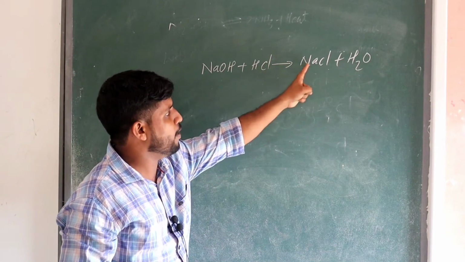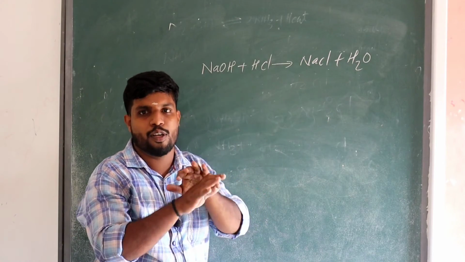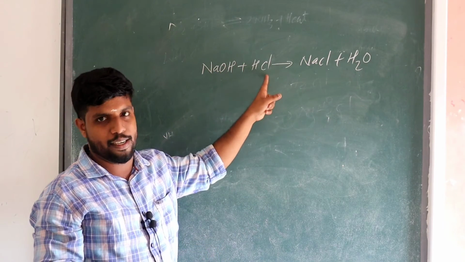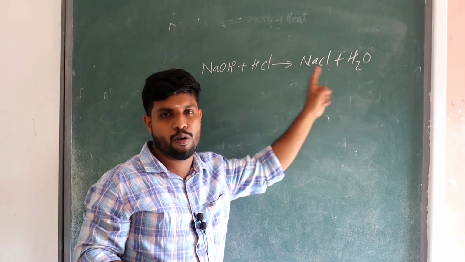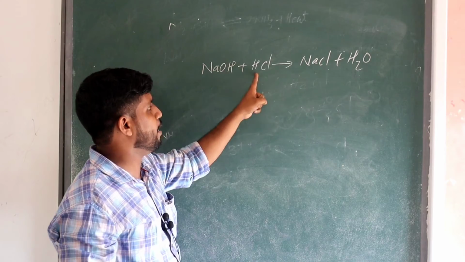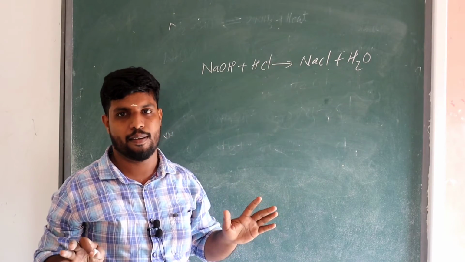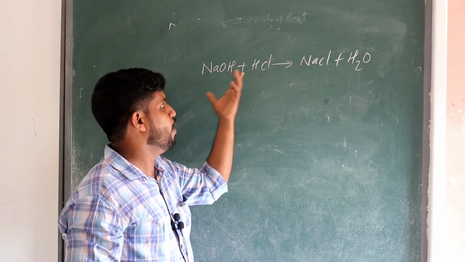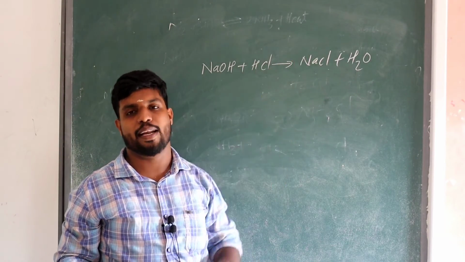If you combine NaCl and H2O, that is salt and water, mixed together, you do not get what? Sodium hydroxide and HCl. That means this reaction only takes place in one direction. The reactants combine and form the product. If the product is formed, the reaction is completed. It does not return back to the reactants. Such types of reactions are known as irreversible reactions.